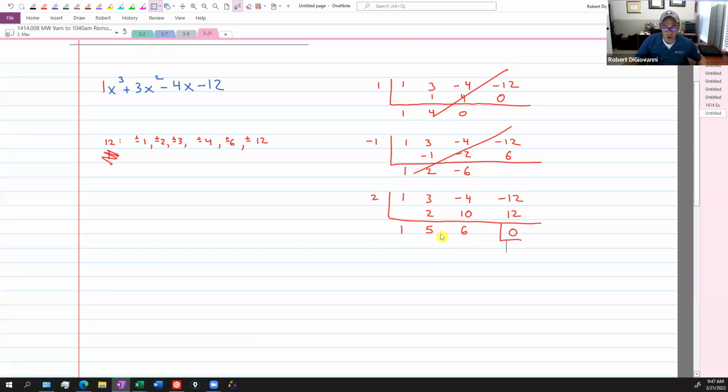Once I know that 2 works, I can rewrite this as x minus 2, and then the remaining 3 numbers will be the coefficients of the remaining polynomial, and the power on it will be 2 because the original thing I was trying to factor had a 3 on it. So this should just be x squared plus 5x plus 6.